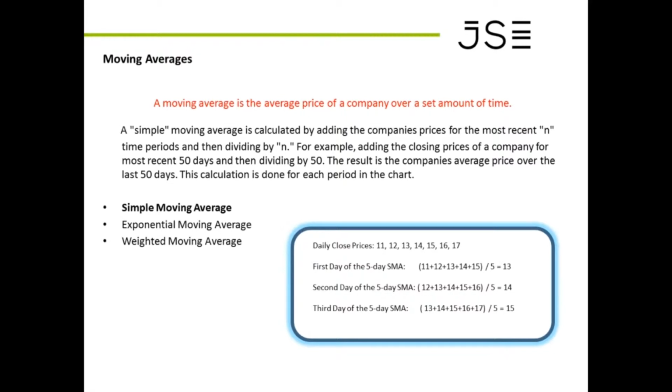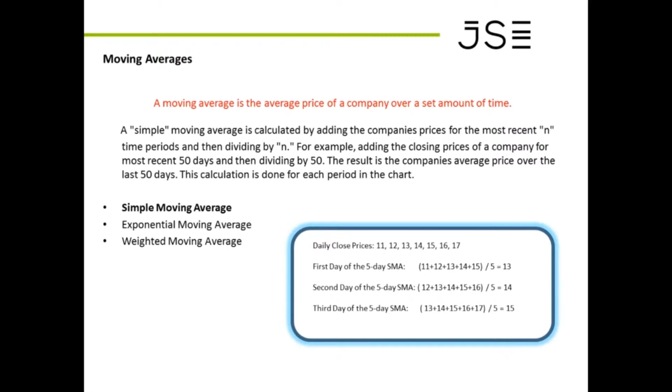A simple moving average, and there are different ones, is calculated by adding the company's prices for the most recent N time periods. And when I say N, you could put in any figure. It could be 10 days, could be 5 days, could be 20 days, it's up to you. And then dividing it by N. I use the word N to say you've got the choice of how many days you want to look back over. So it's just the average, calculated by taking the share's price every day for the past certain number of days, so it could be 5 or 10 days, and then dividing it by 5 or 10.